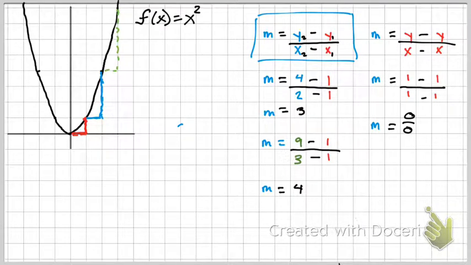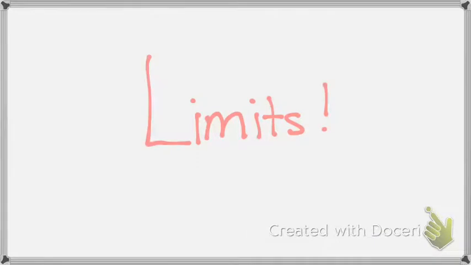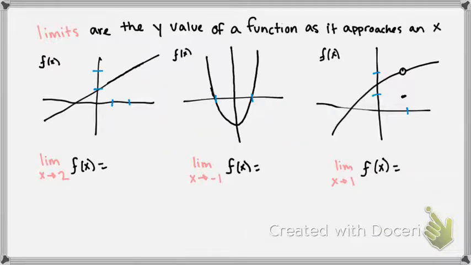So you might think, to find the slope of a line at a point, you just plug in the same point. But if we do that, we just get 0 over 0, and that's not very helpful. You can see that over here. So what do we do? In order to solve this, we're first going to have to understand something called limits. Limits are just the y value of a function as it approaches a certain x.